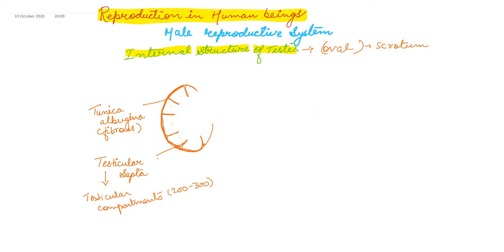From the outer side of tunica albugina, one more layer is present. This outer layer is known as tunica vaginalis.